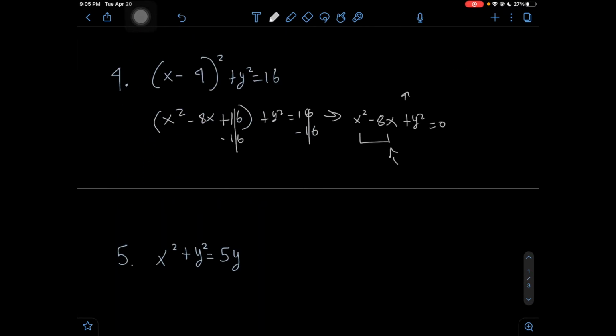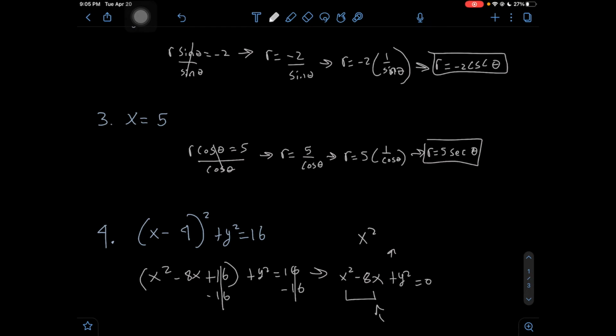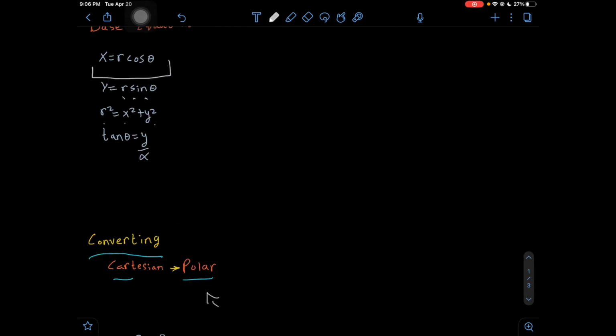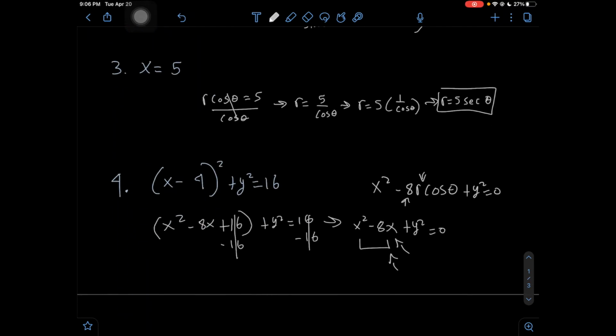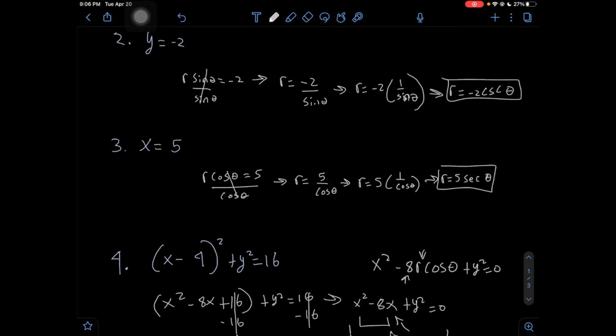So now we're going to have x squared. I'm just rewriting the whole equation. We're going to have x squared minus 8r cosine theta plus y squared equals 0. Well, now we brought the r into our equation, and that's what we need to isolate. Again, we just did this by substituting the value of x from our base equation into this equation right here. Now, we have x squared minus 8r cosine theta plus y squared equals 0.